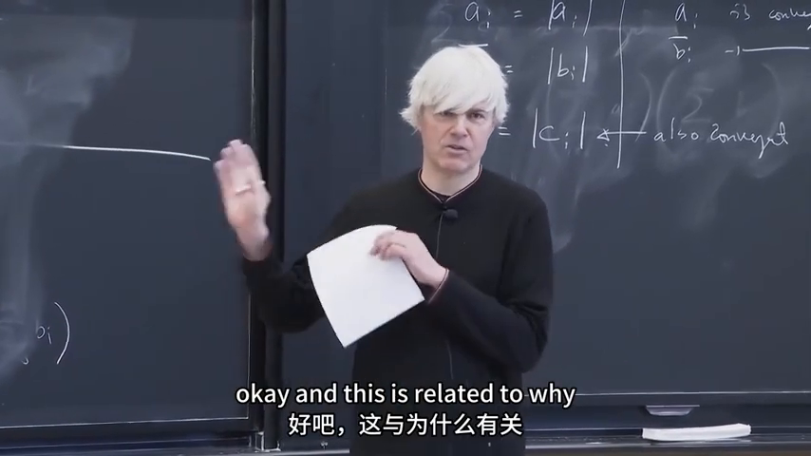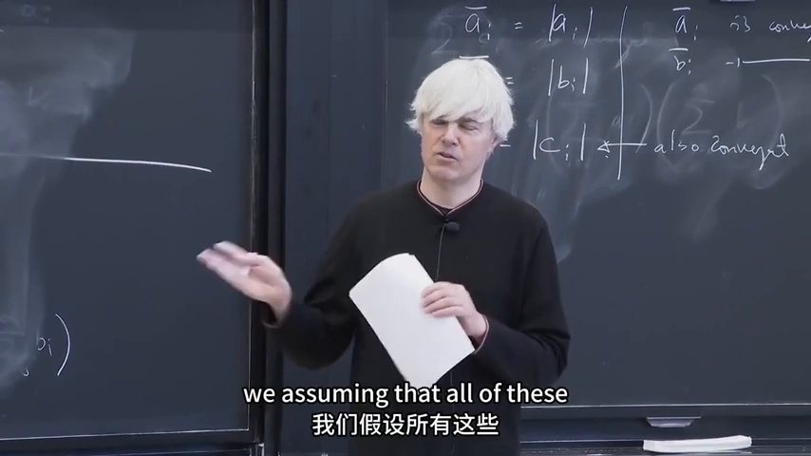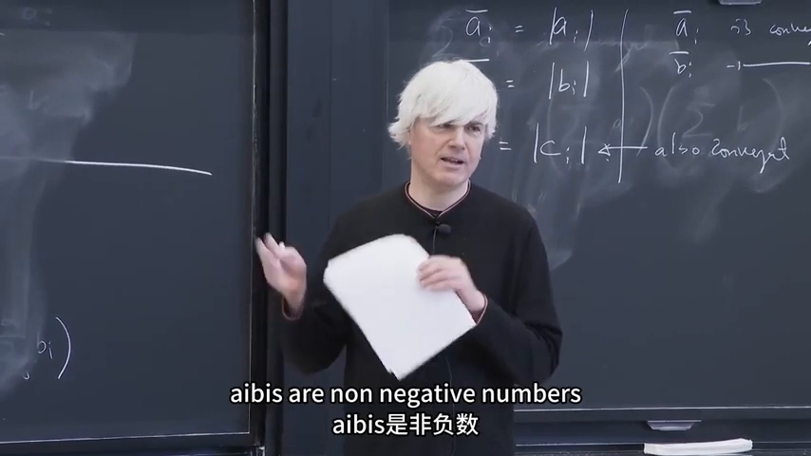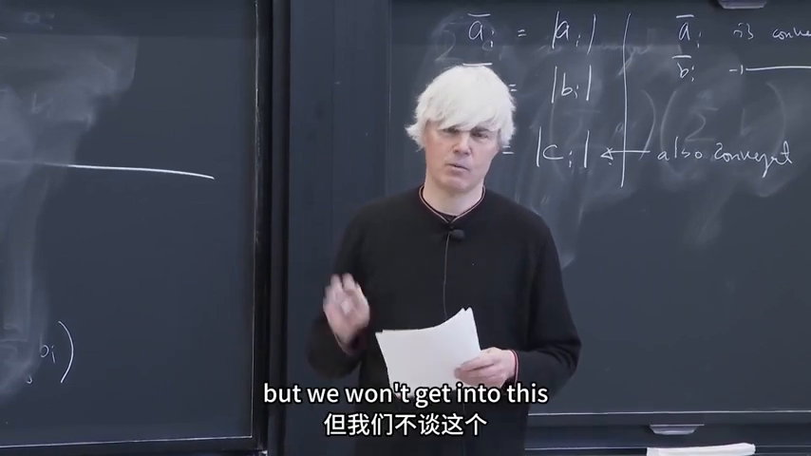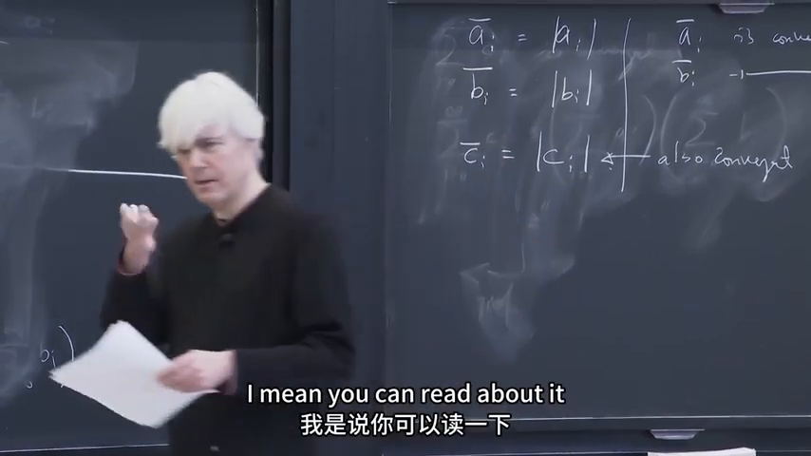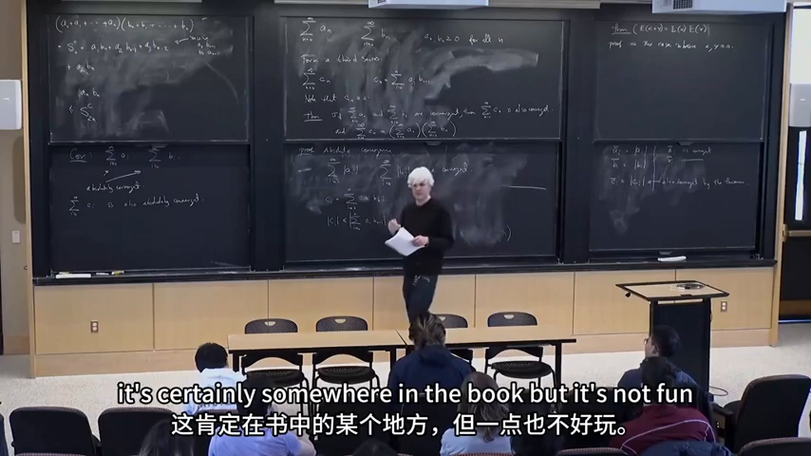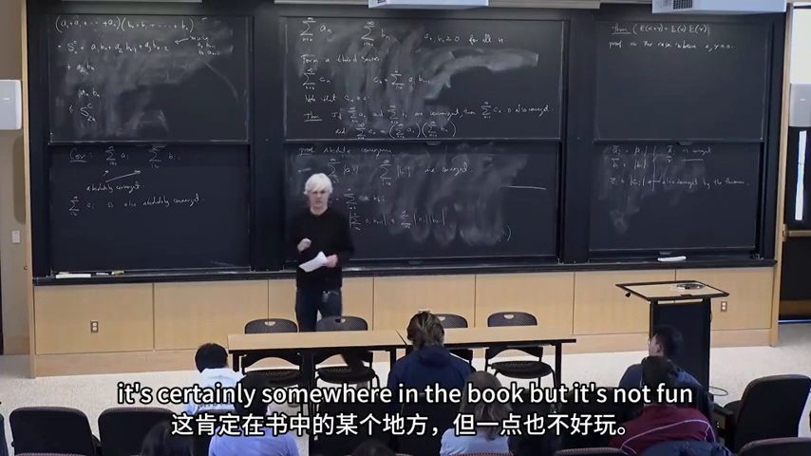And this is related to why we are assuming that all of these ai, bi are non-negative numbers. But we won't get into this. You can read about it. It's a standard fact. It's certainly somewhere in the book, but it's not part of this.